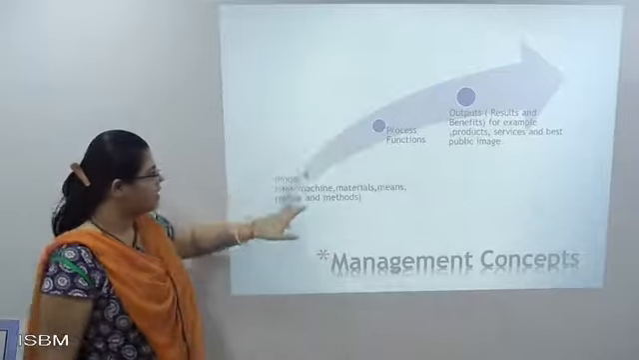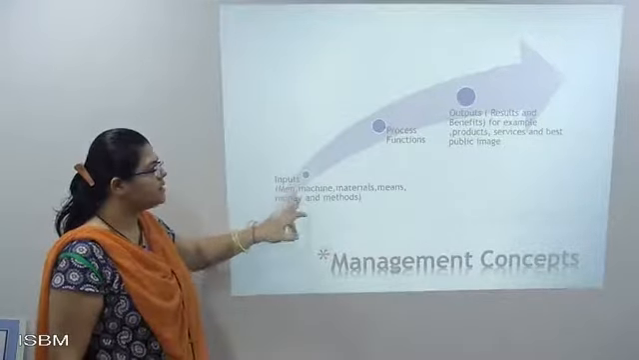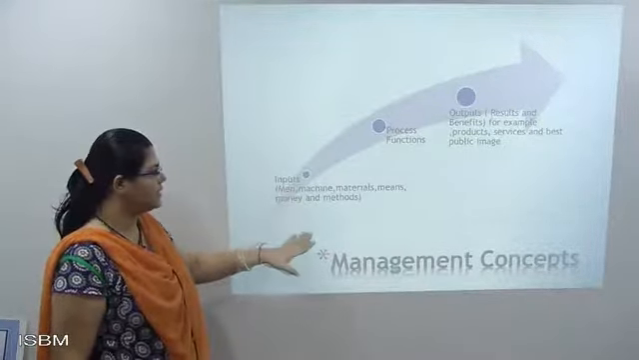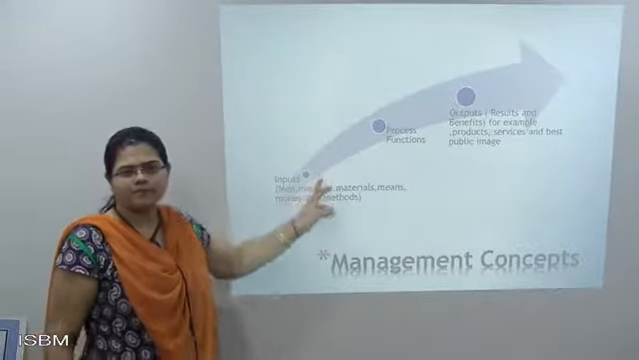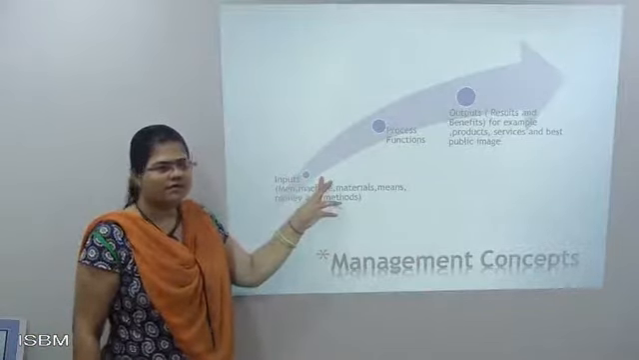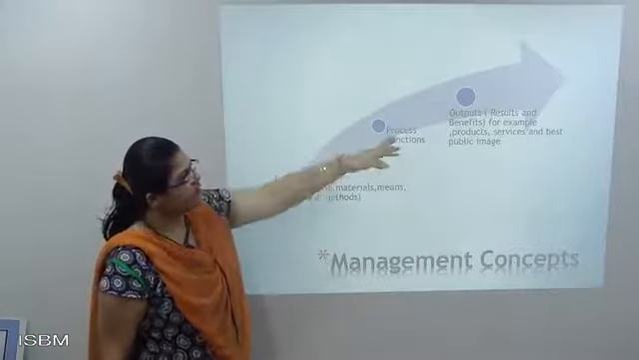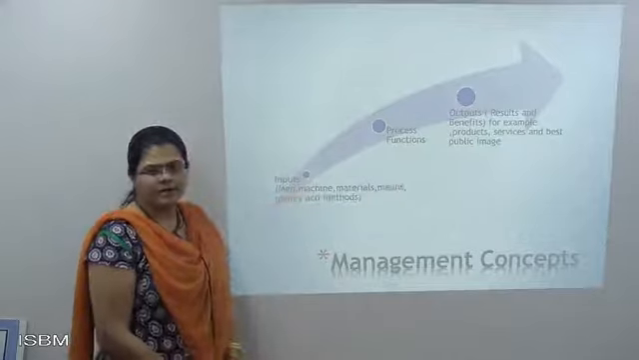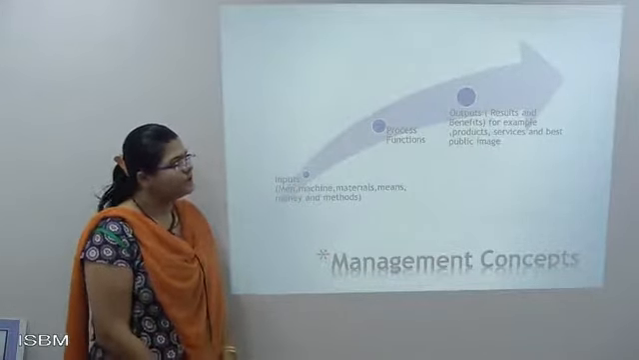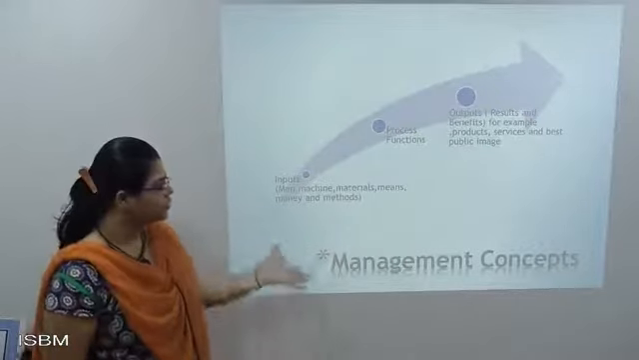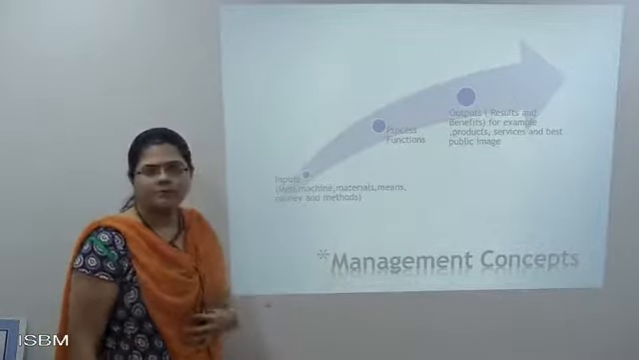When I'm talking about input, that's men, material, manpower, machineries, and methods. These are the different parts of inputs, and through the input you have a process, that is planning, organizing, directing, controlling, and staffing. Through this, finally you get an output, that is results, or a benefit. For example, product, services, and a best public image that you show with the help of these different managerial concepts.